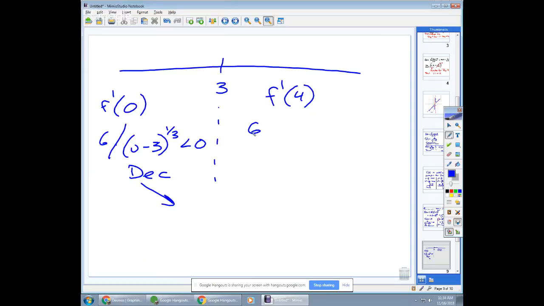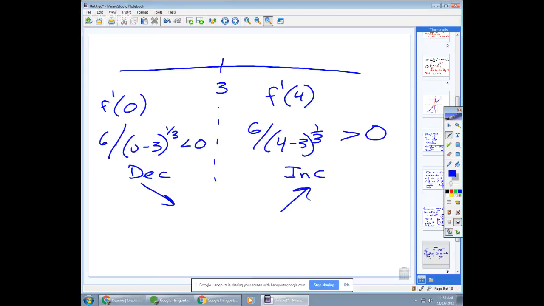Other side, there's no guarantees. 6 divided by 4 minus 3 to the 1/3. Well, that's 1 to the 1/3, which is 1. So it's 6, positive, greater than 0. The function is increasing on that side. Okay.